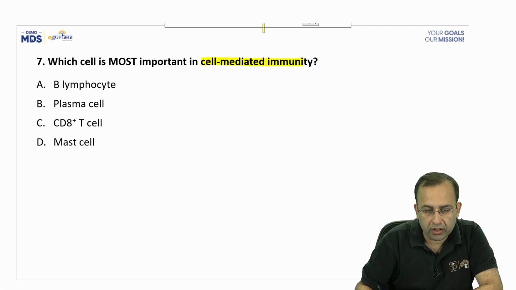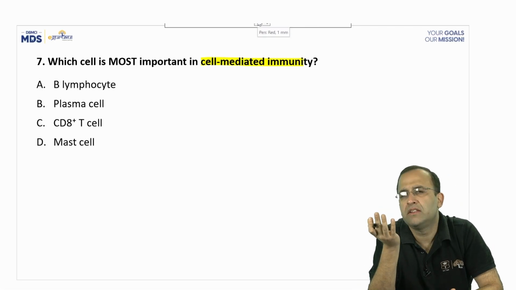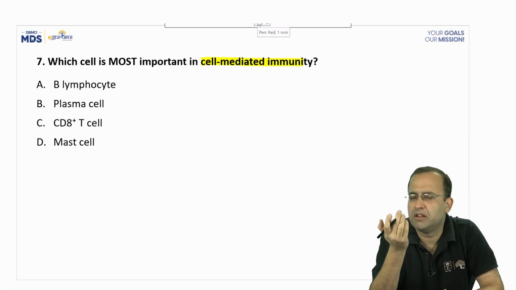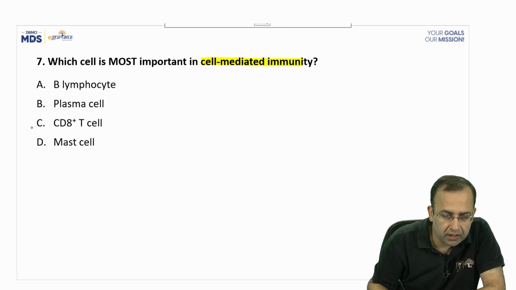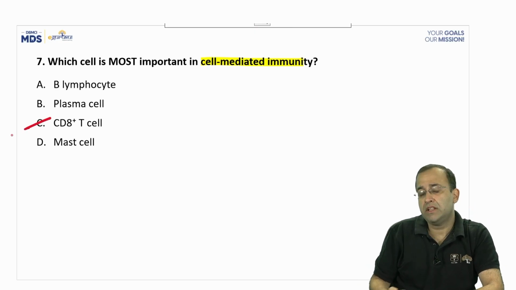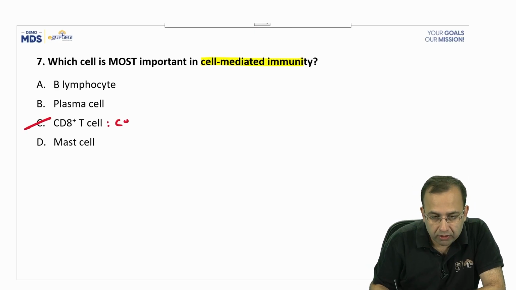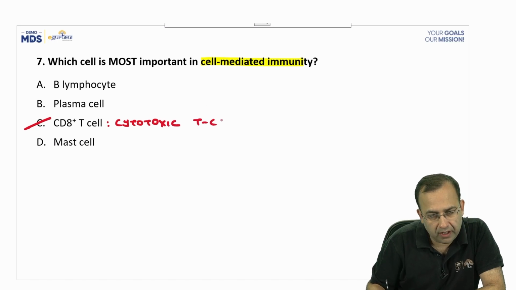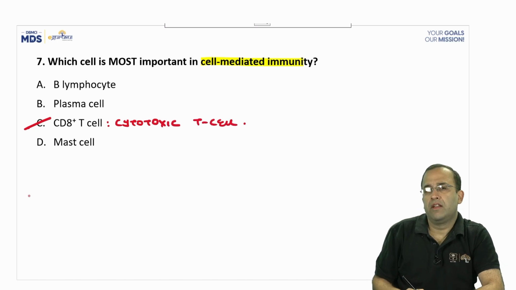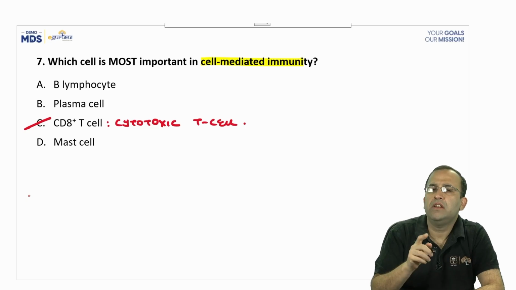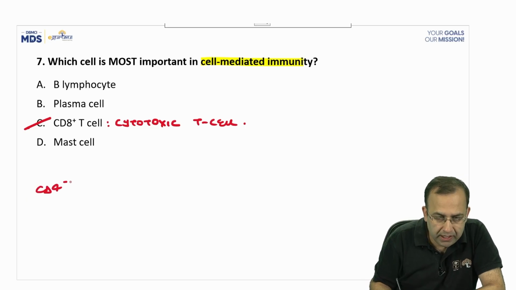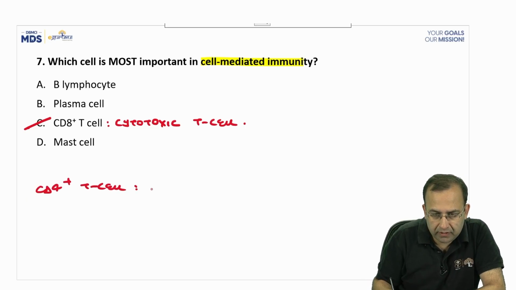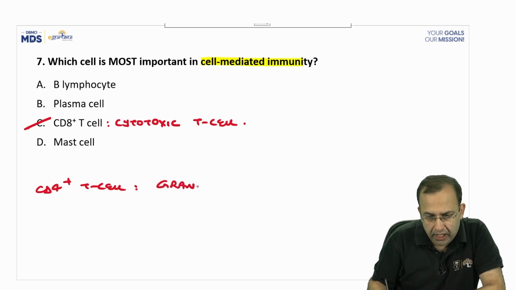And lastly, which cell is most important for cell-mediated immunity? That is, we are talking with respect to type 4 hypersensitivity in this case or cell-mediated immunity. It can be any cell-mediated immunity. It is the T cell. And which T cell? The cytotoxic T cell. Main cell responsible being the cytotoxic T cell. Helper T cell helps in granuloma formation. CD4 positive T cell, that is the helper T cell, helps in granuloma formation.